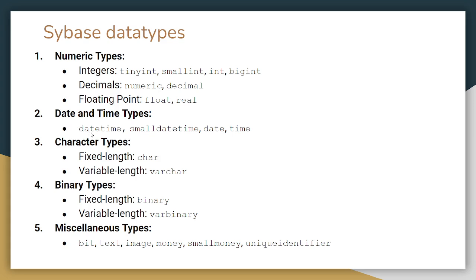For date, we use datetime. Character types are char and varchar, which is nothing but text. All text in Sybase will be in terms of varchars. Binary types are fixed length binary or variable length varbinary. Miscellaneous types include bit, text, image, money, small money, and unique identifier. Some of the common data types we normally use are definitely varchar, char, datetime, and then big int, float, and numeric. These are the common data types in Sybase.